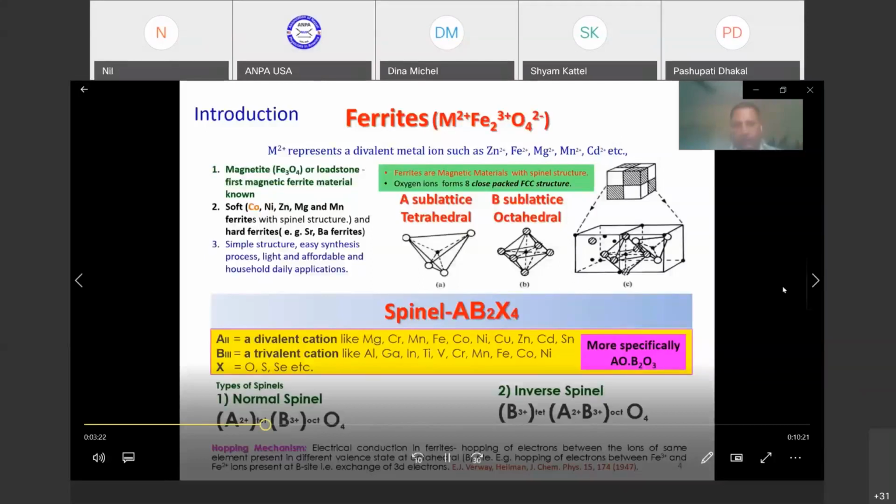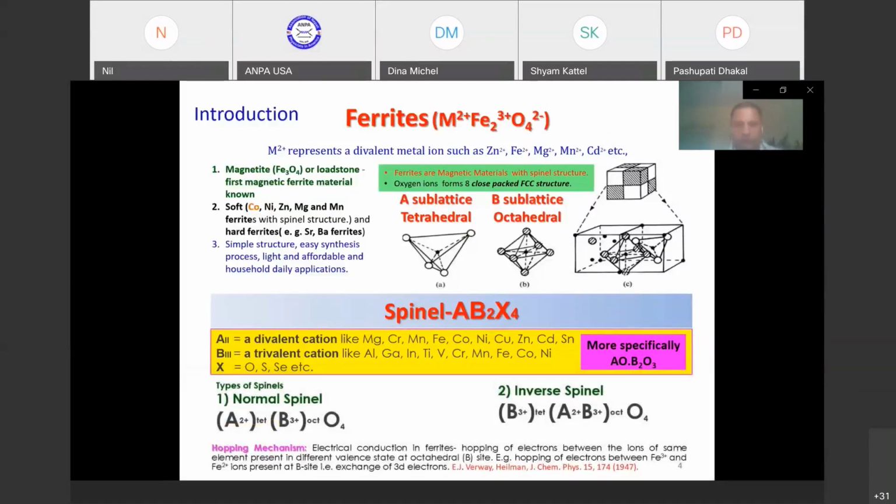Mechanism where it basically takes place in the octahedral site, where the electrons from Fe3+ or any other similar metal conduct to Fe1, Fe3 to Fe2 present in the B site, so that conduction of current takes place. Electrons get conducted from one state to another, and the contribution is basically due to 3d electrons.